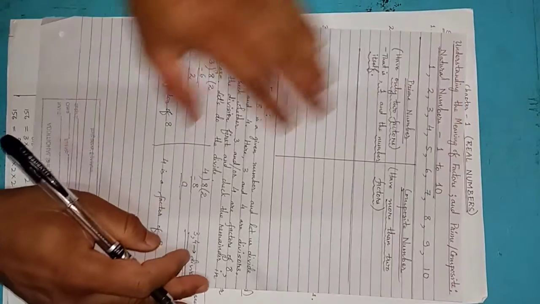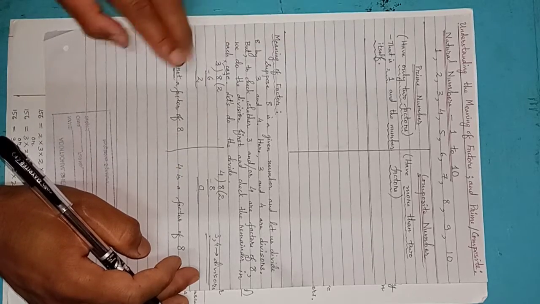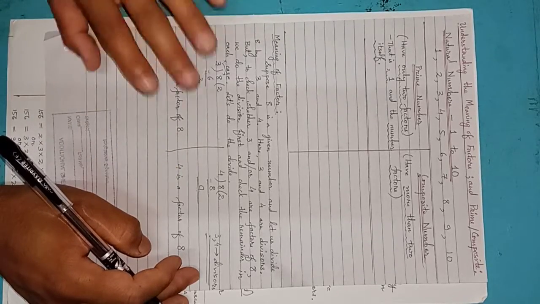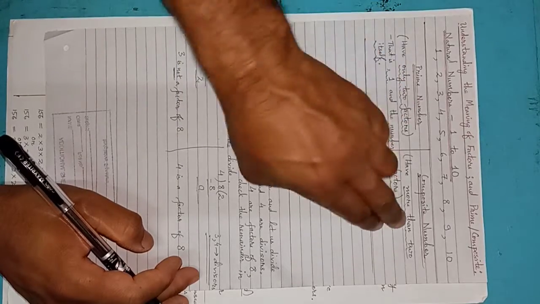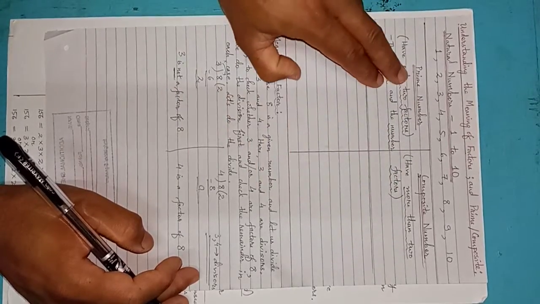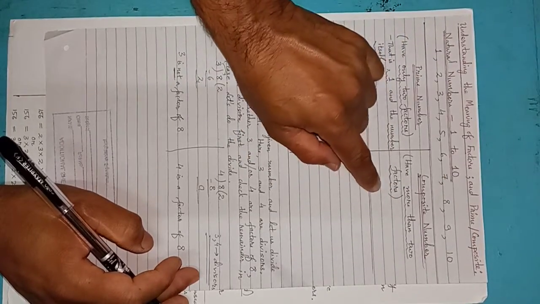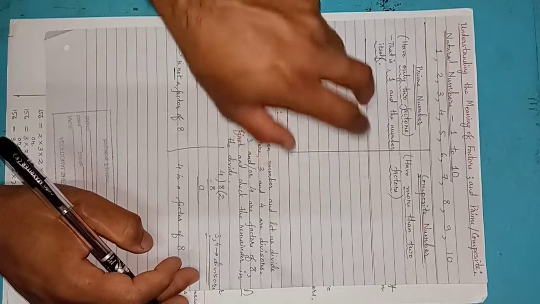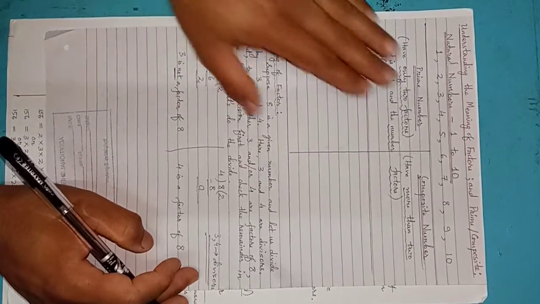I hope now you have understood the meaning of factors. In the next video I'll explain the meaning of prime number and composite number based on this factor, because you can understand prime and composite numbers according to their factors. Factors understood. So in the next video I'll explain about prime numbers and composite numbers.